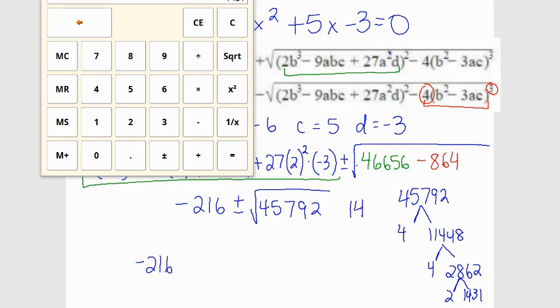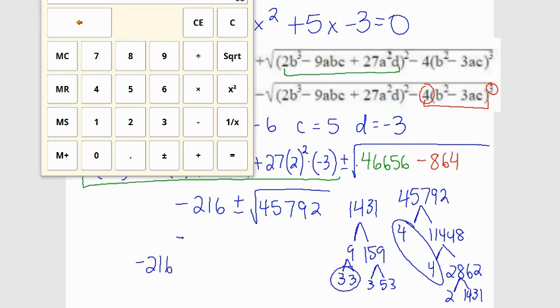So 1,431 can break down into 9 and 159. And 159, see, that's 1 plus 5 is 6, plus 9 is 15. So 159 divided by 3, that's 53. So 3 and 53. We got a pair of 4s here. We're going to get a pair of 3s from there.